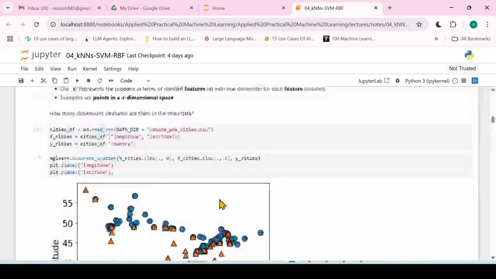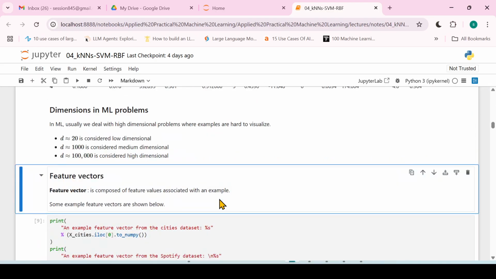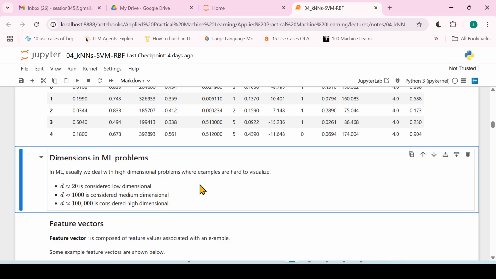So in machine learning, the dimensions are very huge. Basically, we deal with huge dimensional data, right? When you have data with dimension 20, consider that you have low dimensional data. High dimensional data is like 10,000, or hundreds of thousands of dimensions. So in the machine learning domain, we usually cannot visualize the data, and we generally deal with very high dimensional data space.